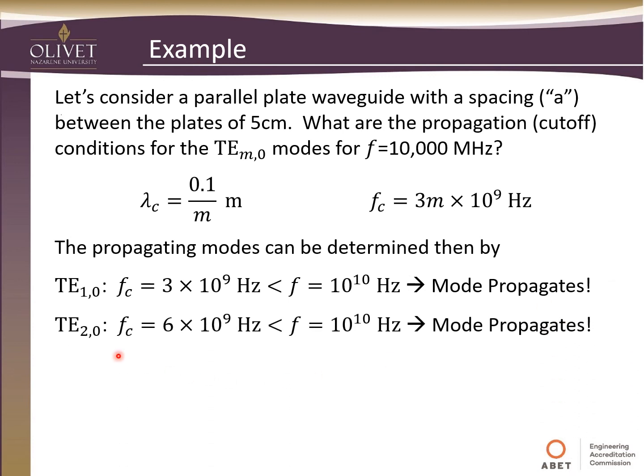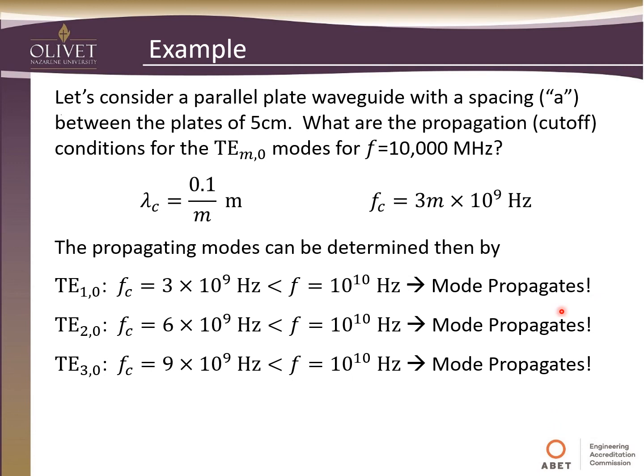What about the TE20 mode? Well, in this case, we put a 2 in here, and so that means our cutoff frequency is 6 times 10 to the 9 hertz. This is still less than 10 to the 10 hertz, so this mode will propagate as well. So we have both modes propagating so far. TE30 mode, we put a 3 in here. That's going to be 9 times 10 to the 9 hertz. That's still less than 10 to the 10, so this mode propagates as well. So you've got 3 separate modes propagating.